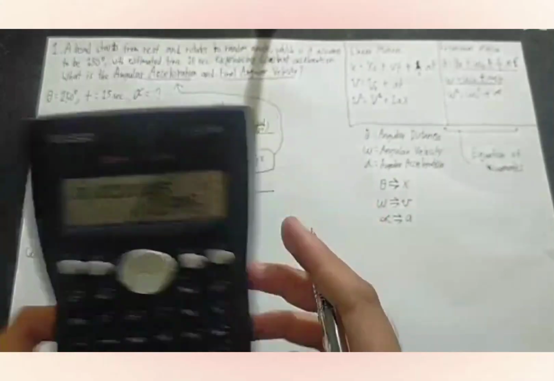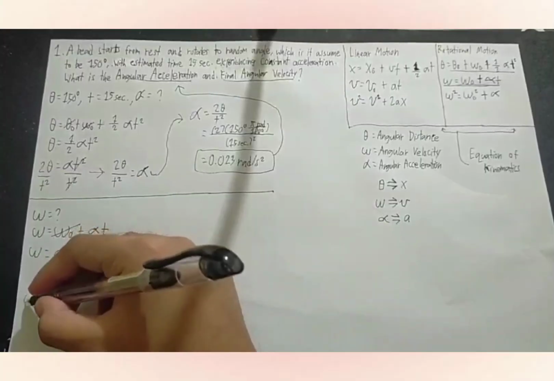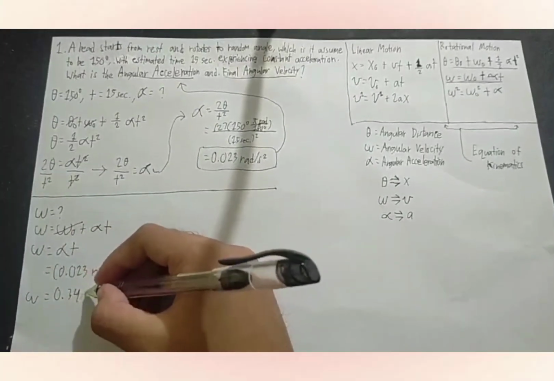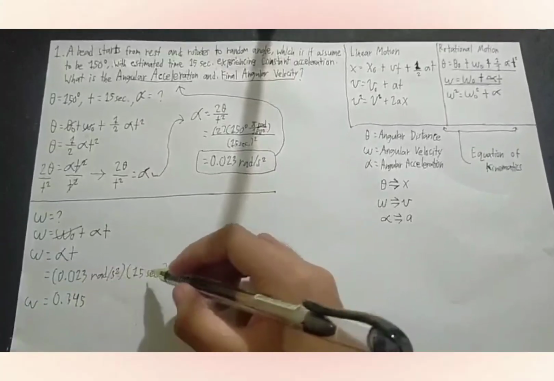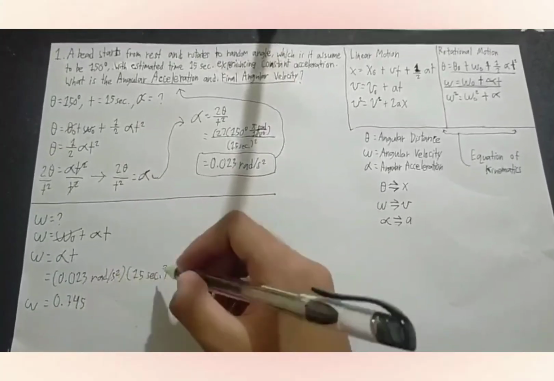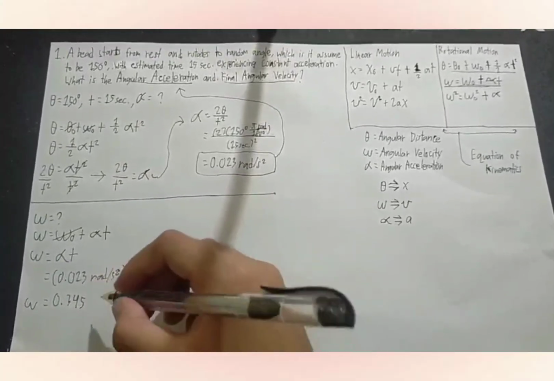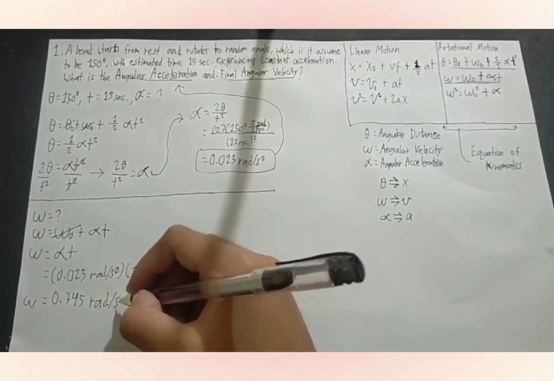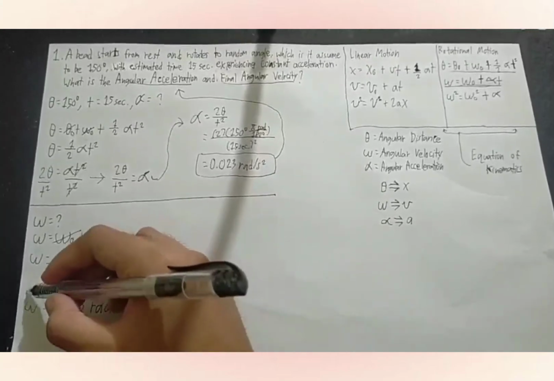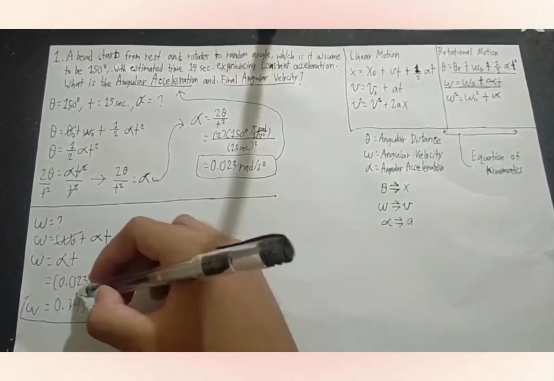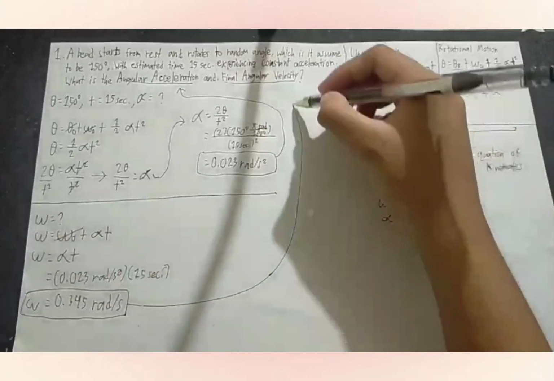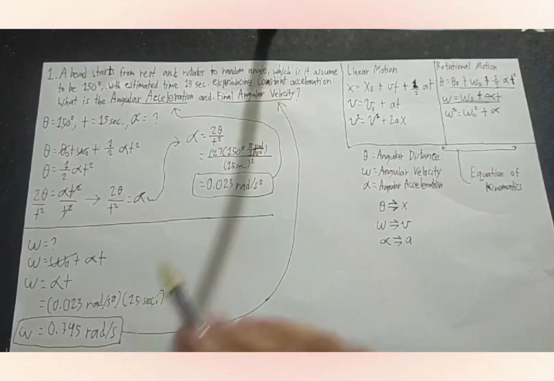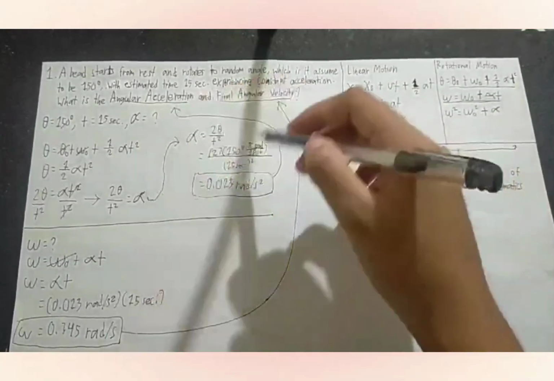The answer is 0.345, and the unit, since the seconds cancel out, is radian per second. So that is the final angular velocity. That is the answer to both questions.